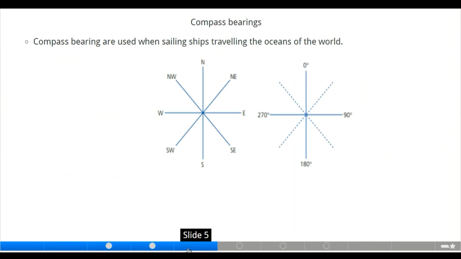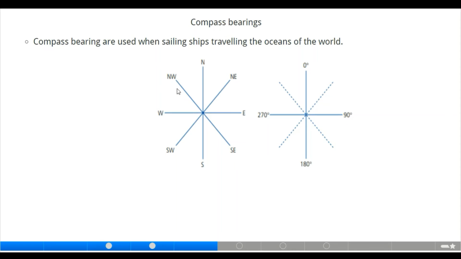Okay, so now let's look at compass bearings. Compass bearings are usually used when sailing ships travel the oceans of the world. We are just citing an example of when we can use compass bearing, because all the sailors make use of bearing while traveling through the oceans of different continents. Look at what we have here, these different cardinal points. We have north, south, east. S stands for south here, N is for north, E is for east, and W is for west.